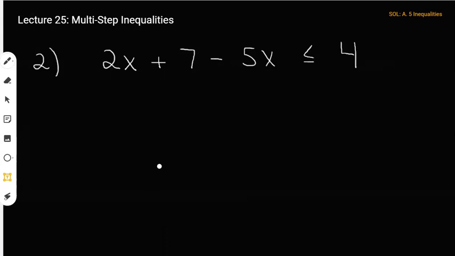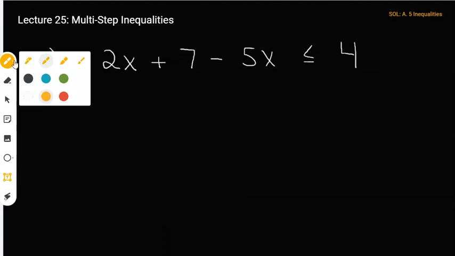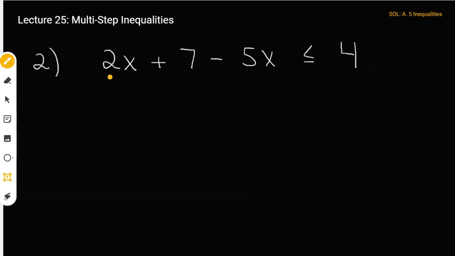For this one, notice that we have x terms on the left side that we can add together. Both of these terms end with an x, so they are like terms. We can put them together. 2x minus 5x is going to give me negative 3x. Everything else stays the same for now, so I'm still going to have the plus 7, the less than or equal to, and the 4 on the other side.